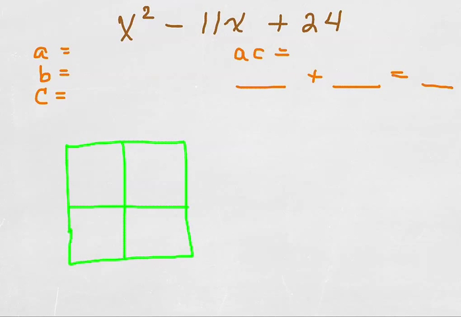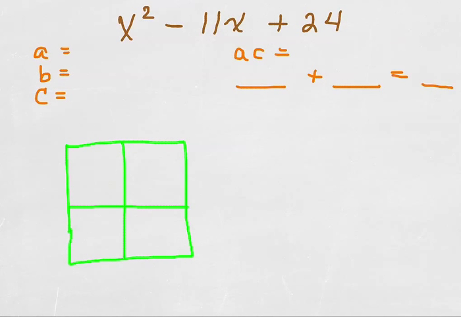Today we're going to learn how to factor x squared minus 11x plus 24, or any other trinomial, using the distributive property. In order to do this, there are two structures you can choose. You can either use the distributive property in a box, or you can use it with the grouping method, which we'll be using parentheses instead.